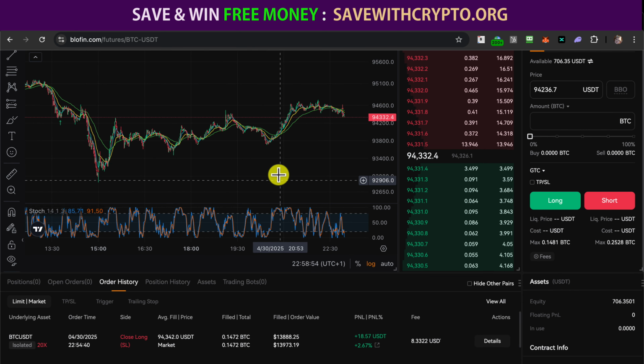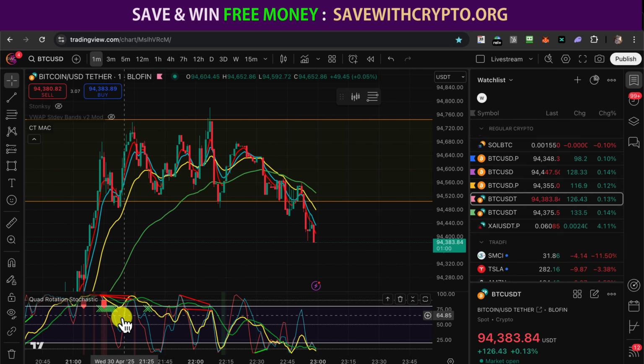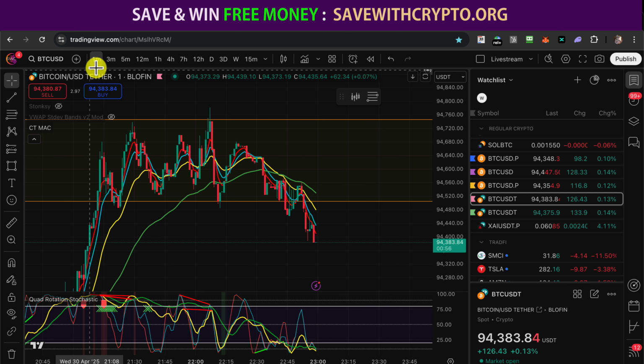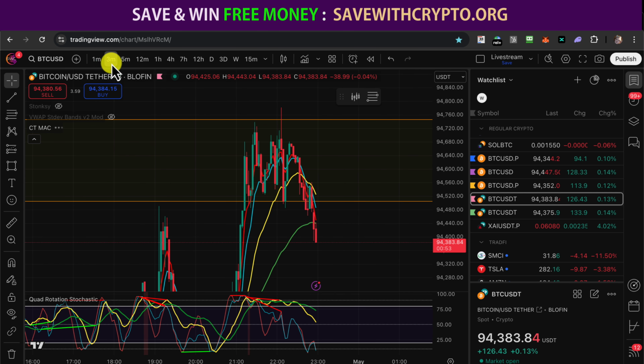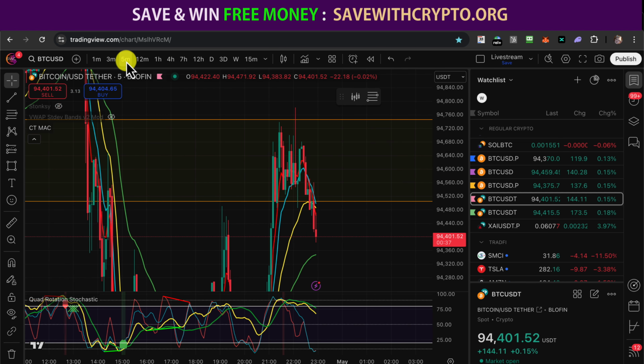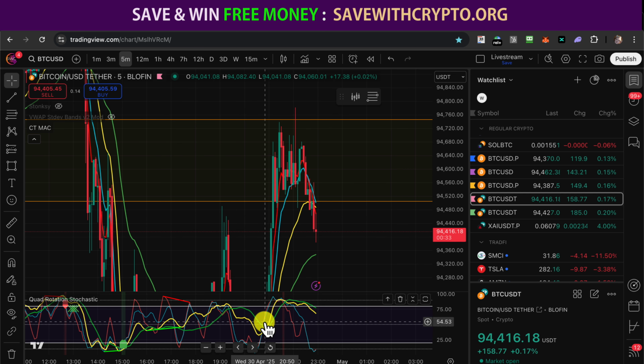But I think the lesson has been learned that with this quad rotation stochastic oscillator, you need to look on the 1 minute and 3 minute time frames to get a clue, and then sort of verify it with the 12 minute, maybe even like the 1 hour as well. But I'll keep experimenting, but I do think this is a useful indicator, and I do suggest you should go and grab it while it is free and available.